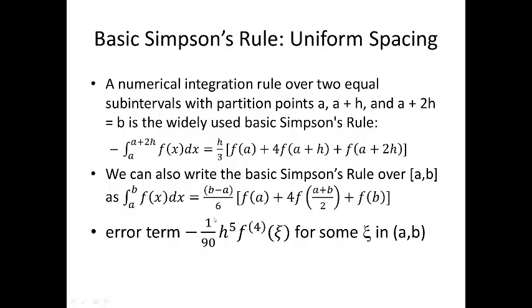The error term for this is going to be minus 1/90th h to the 5th times the fourth derivative of f evaluated at xi for some xi in (a, b). So Simpson's rule computes exactly the integral of an interpolating quadratic polynomial over an interval of length 2h using 3 points, namely the two endpoints and the middle point. If you'd like to see the entire derivation of this rule, you can find it on page 230 of the text.